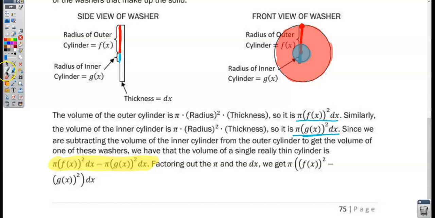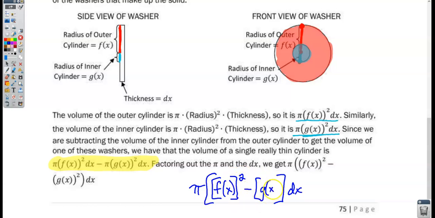Unfortunately it got split over two lines, so I'm going to just rewrite it here. If we factor the pi out in front of this and the dx out behind it, we end up with our integral expression, and in our integral expression we just have the outer radius squared minus the inner radius squared. And that's what's going to form our integral setup.